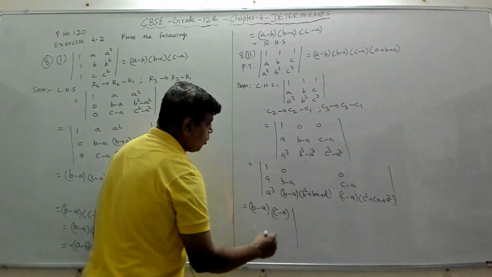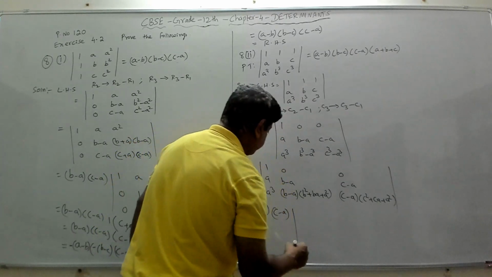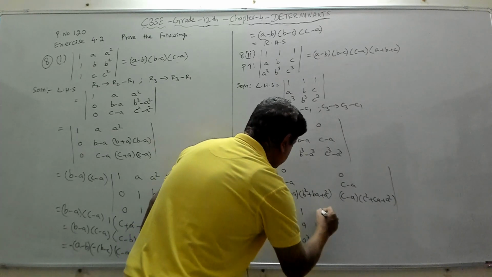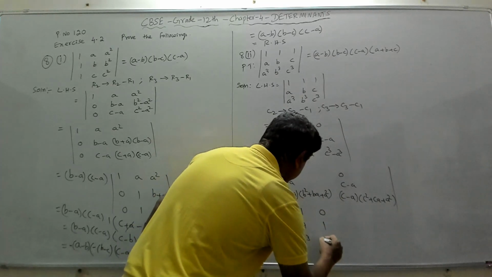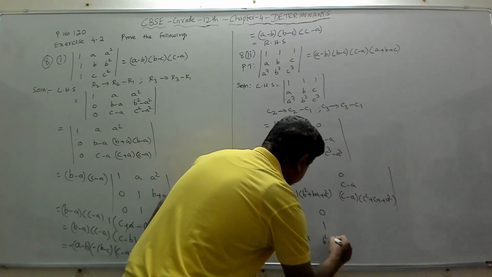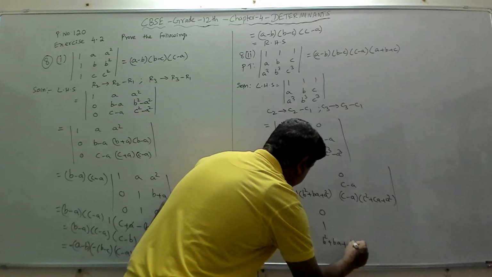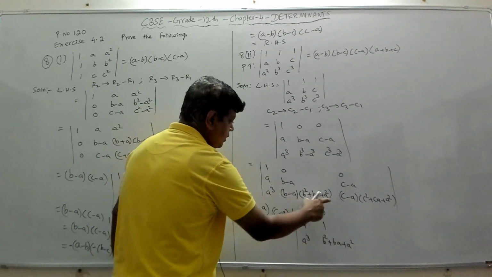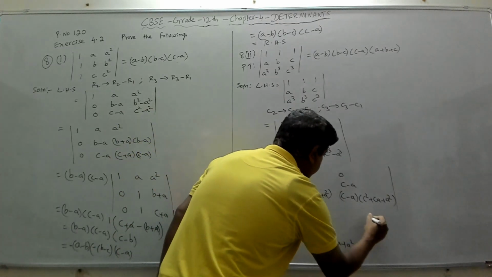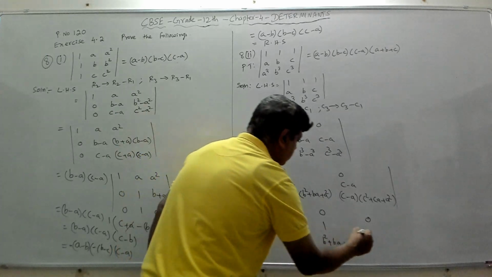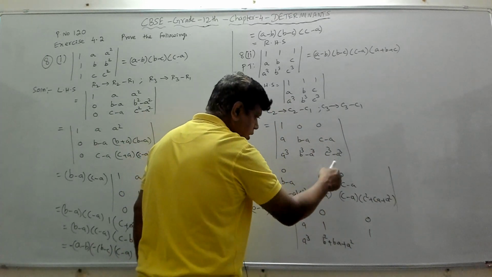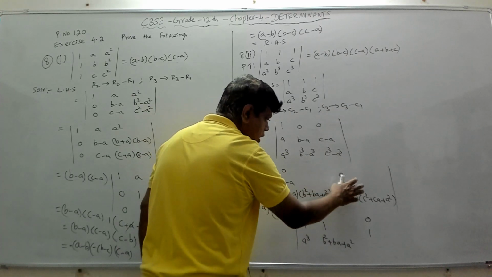So if you take that out, we will get 1, A cube, 0, 1, and this will become B square plus BA plus A square, because we took B minus A out, so it will become 1. If I take B minus A, I will have only this. Then this will be 0, C minus A is taken out, so it is 1. C minus A is taken out already, because if C minus A is present in all the elements of one particular column, then we can take that one.